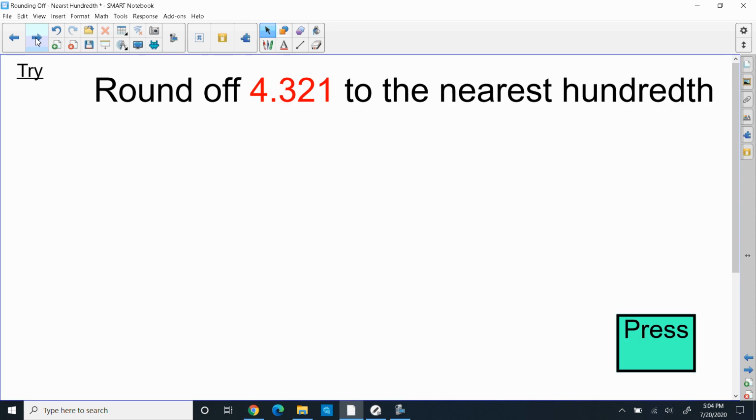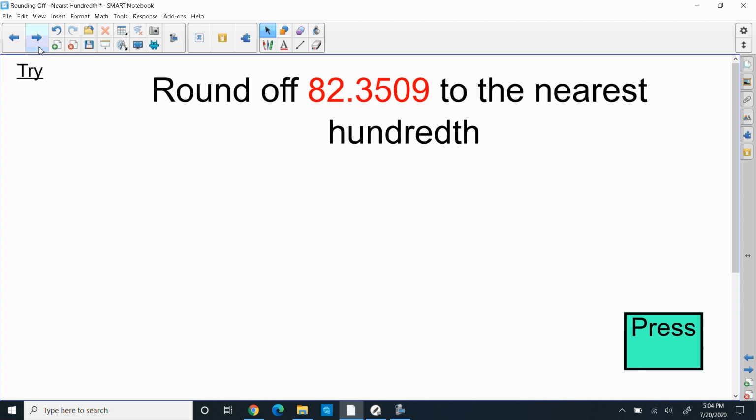It'll help you out. Here's another question for you. Round 4.321 to the nearest hundredth. So you try that one, then try this one. 82.3509 to the nearest hundredth. Remember, go to the hundredths place, 2 places right after the decimal. That's the pennies. So really, you're rounding off to the nearest penny.